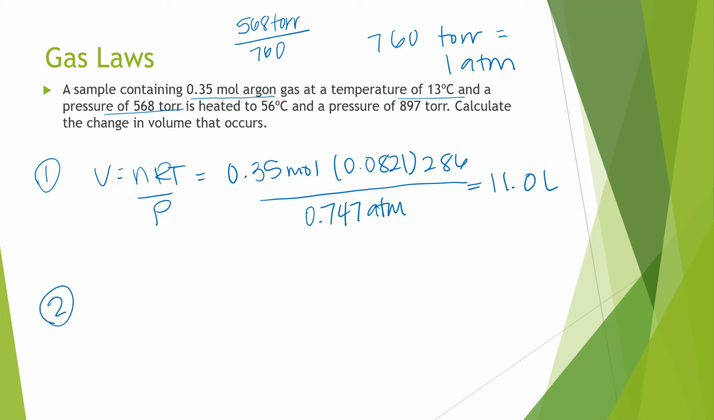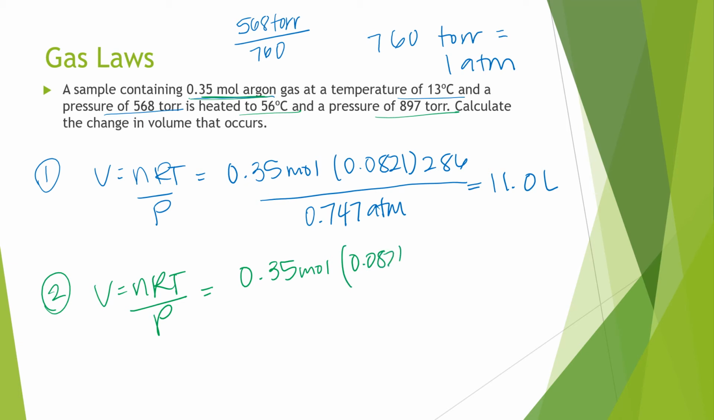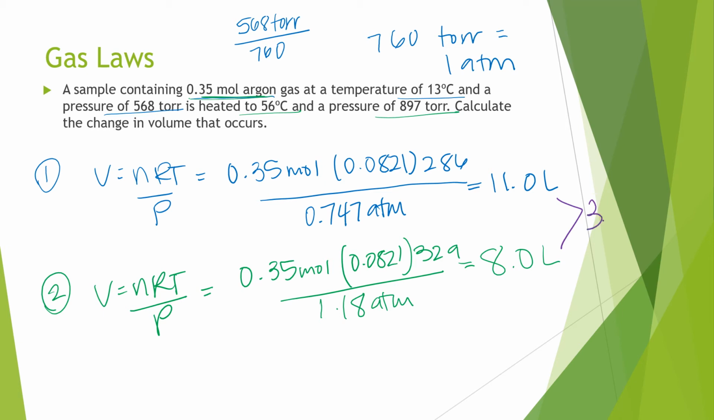So now I'm going to figure out the volume occupied by the second set of conditions. So now we have 56 degrees and 897. We didn't add any or take any argon away, so the moles are going to be the same. So 0.35 moles times my ideal gas constant times my new temperature in Kelvin divided by, I also have to convert 897 torr to atmospheres. I get 1.18. So then when I do that math, I get 8.0 liters. So my change in volume was 3 liters.